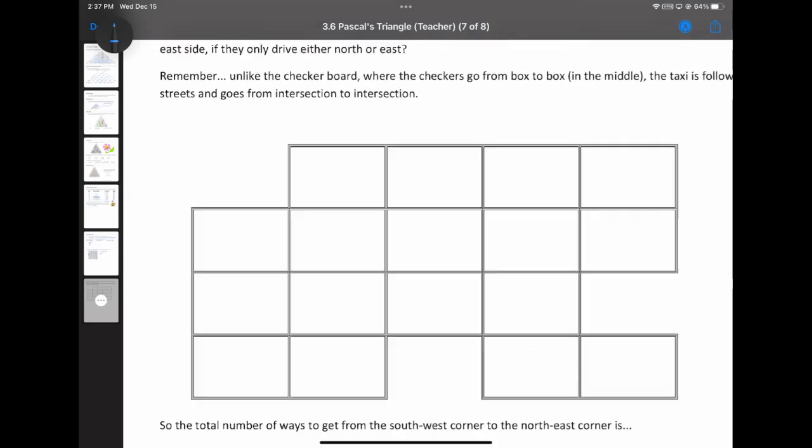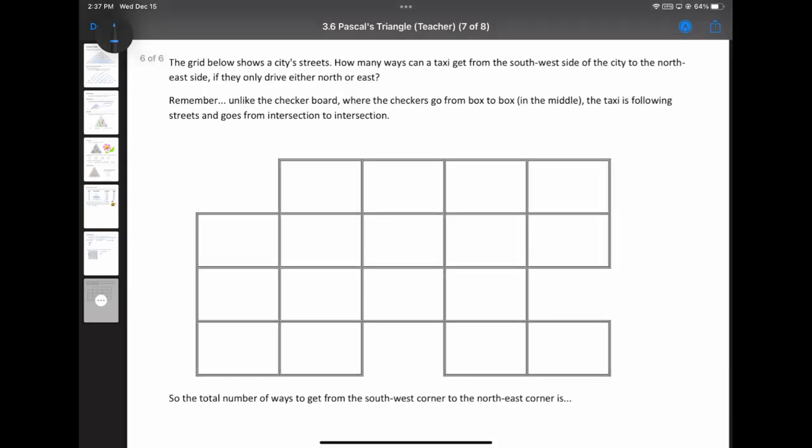So we're going to pretend that this is a map of some very small city and that we are in the southwest corner. So we're going to start down here. And we want to get our passenger in our cab up to here. And I want to know how many ways I can get from my starting point to my finishing point, how many different paths I could possibly take to get there.